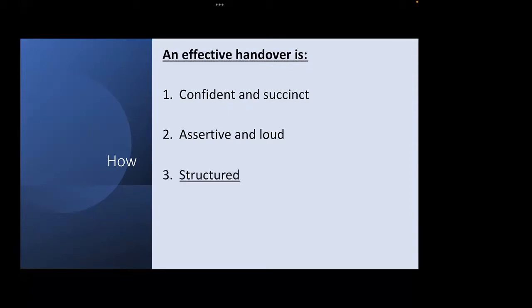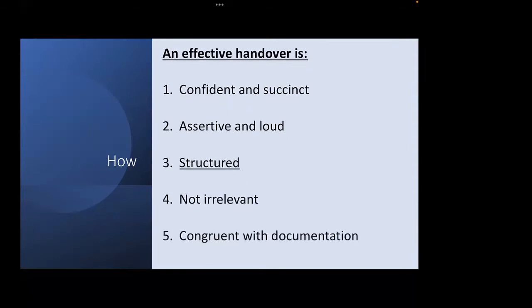And thirdly, most importantly, it needs to be structured, and that's to make sure that all the relevant information is attached and is there for the handover. And number 4, no information that is irrelevant should be in a handover. And lastly, it needs to be congruent with the documentation. So if you're working in a hospital and there's all of the patient information there, the handover you give does need to be in line with the information that's in the document and not be conflicting, because that can cause issues.